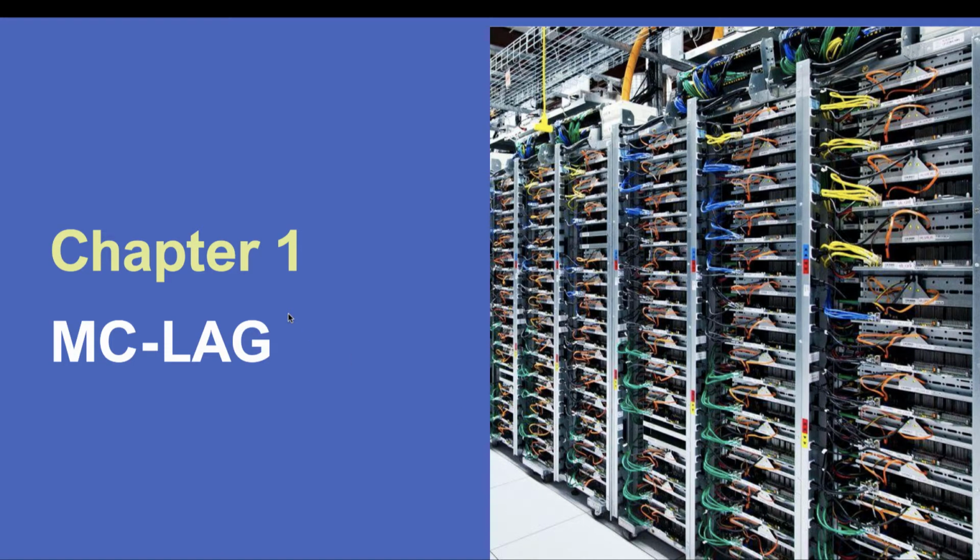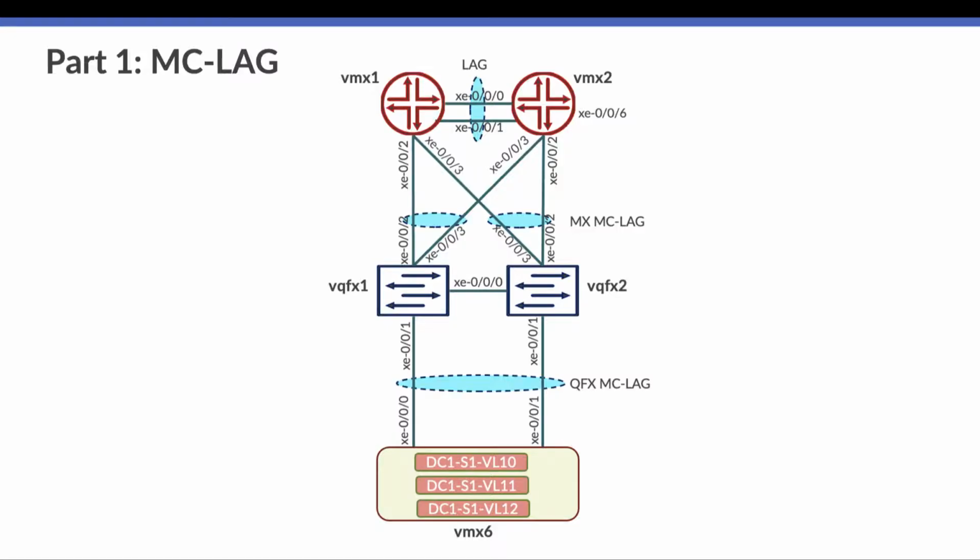Okay, so now we are in Chapter 1. Chapter 1 is a specific task about creating MC lag. In Chapter 1 we have two parts, Part 1 and Part 2. In Chapter 1, Part 1, we have to create MC lag between two MX nodes and another MC lag between two QFX nodes.